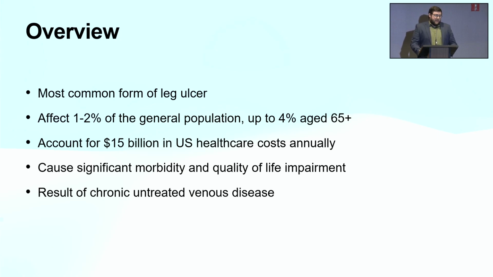Venous ulcers are the most common form of leg ulcers. They affect 1% to 2% of the general population, up to 4% of those age 65 plus, so it is a more common problem as we age. They account for approximately $15 billion in U.S. healthcare costs annually and cause significant morbidity and quality of life impairment to the patients they affect. They are the result of chronic untreated venous disease.